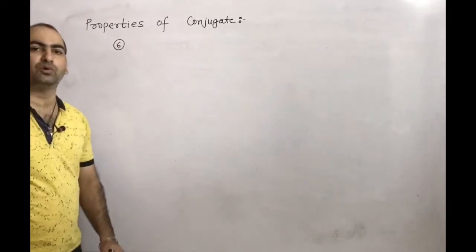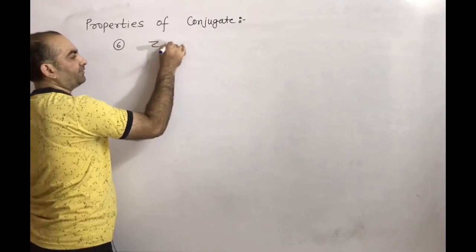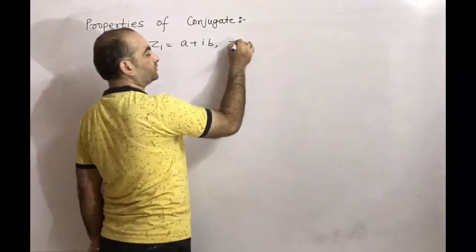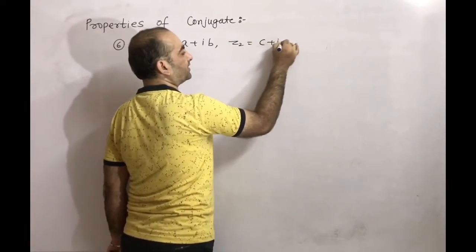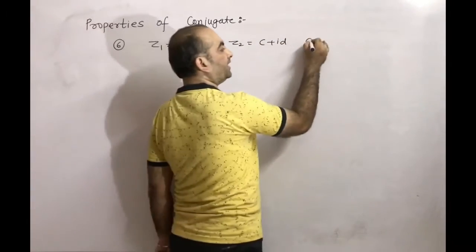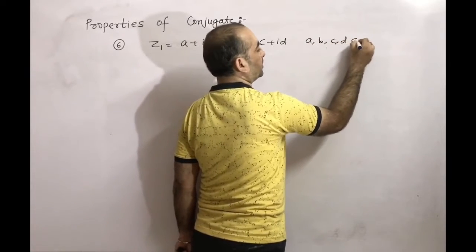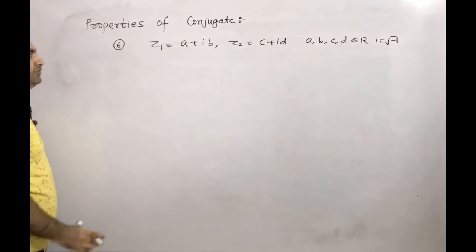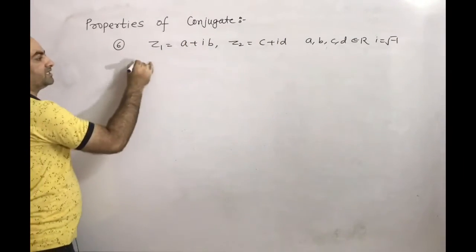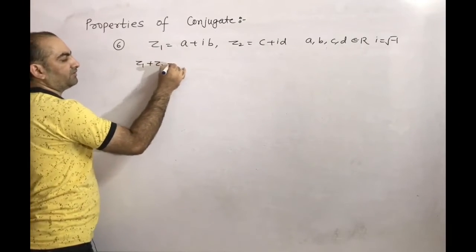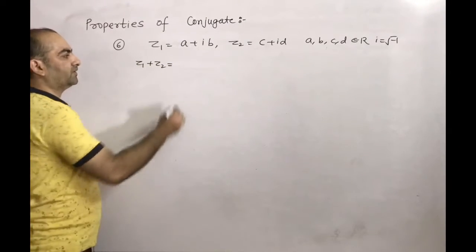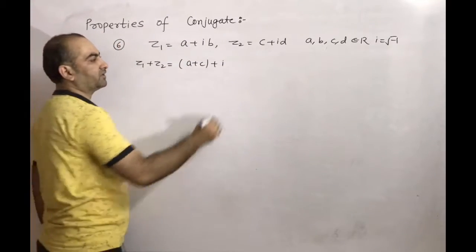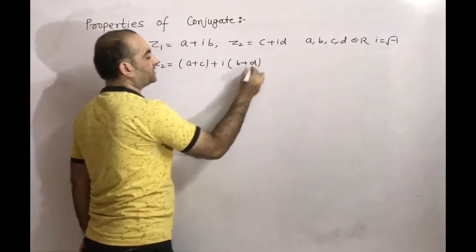Next property is property number 6. For that we are taking two complex numbers. One is z1, z1 is a plus iota b, and the other is z2, z2 is c plus iota d, where a, b, c, d belong to real numbers and iota equals root of minus 1. Then if you add these two complex numbers, z1 plus z2 is the sum of real parts, so a plus c, plus iota times the sum of imaginary parts, so b plus d. This is z1 plus z2.